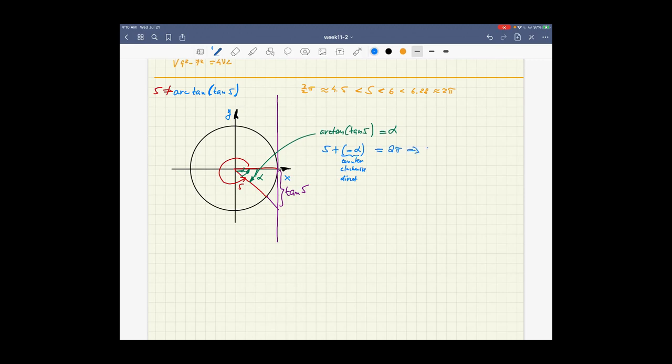So in other words, 5 minus alpha equals 2 pi. So from here I can find alpha as 5 minus 2 pi. As expected, this angle is negative because we see this from the picture. The answer is not 5, but 5 minus 2 pi.